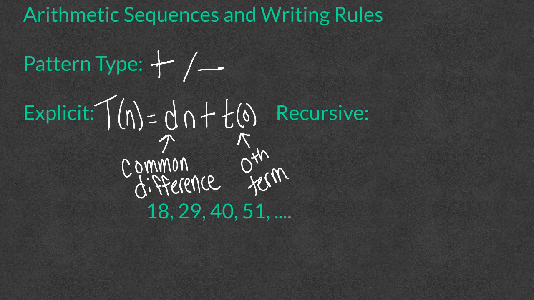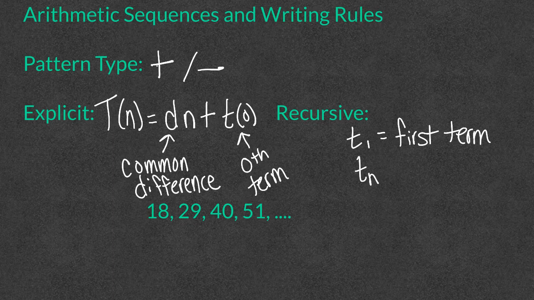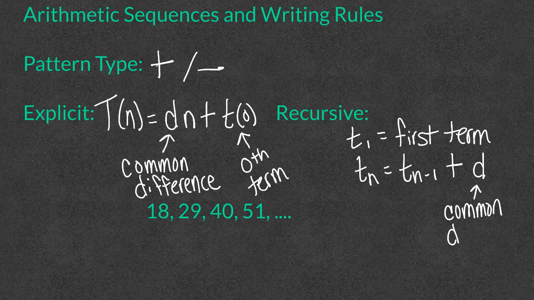Okay? To write a recursive rule, you're going to need to know the first term, and then you're going to tell us how to find the next term. So the next term is T of n equals your previous term plus your common difference. Okay, so that D means your common difference, what you're adding or subtracting.